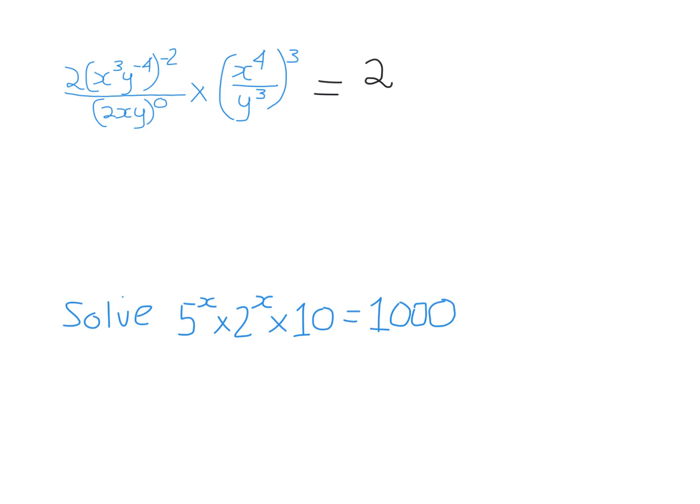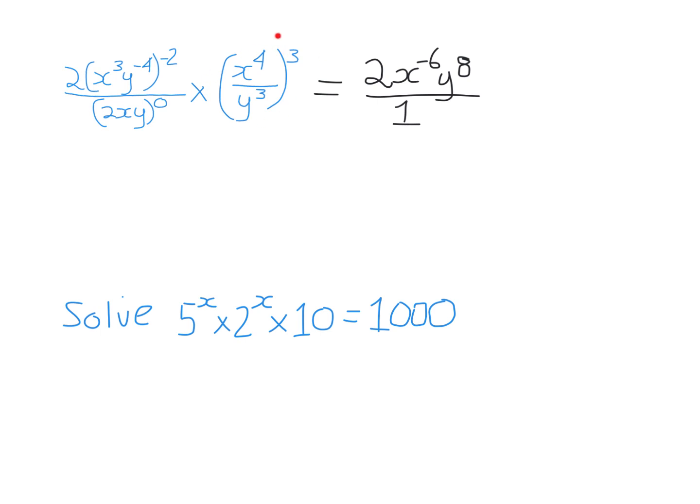So x cubed to the power of negative 2, I need to keep the same base and multiply the powers. Then y to the negative 4 to the negative 2, a power to a power, keep the same base, multiply the powers. So this expression here is just something to the power of 0. We know that that's just 1. So I can just replace that with 1.